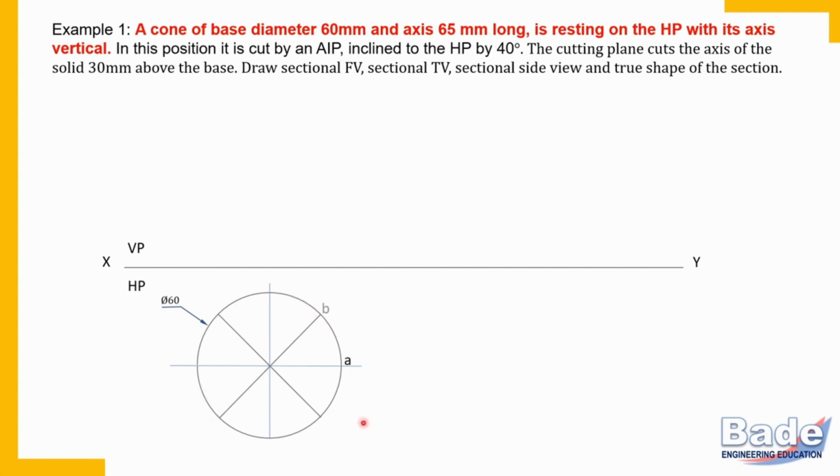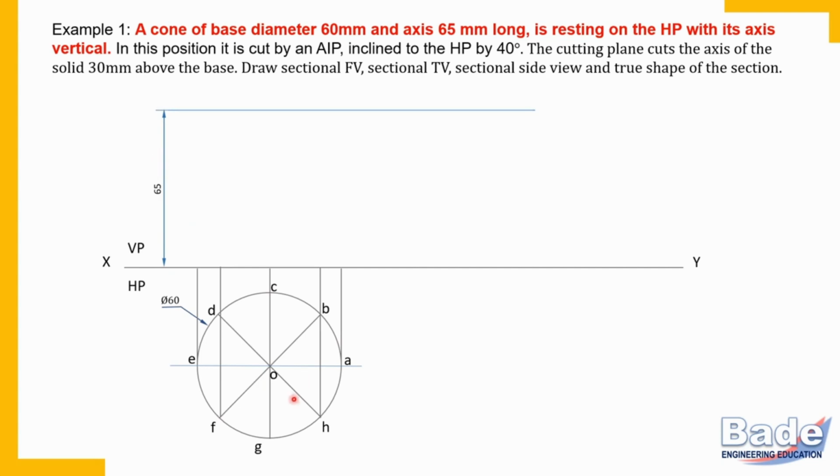Label these points. As usual, we have labeled these points in alphabetical order using letters. Now transfer these points to the front view. As usual, we have assumed the entire base in HP, and that is why the front views of all these points lie on the XY line. Now measure the height of the cone. The length of the axis is nothing but the height of the cone. It is to be measured vertically upwards, and locate the apex. Draw a projector from the apex in the top view, and this is how you have located the apex. Now join the apex with all base corners.